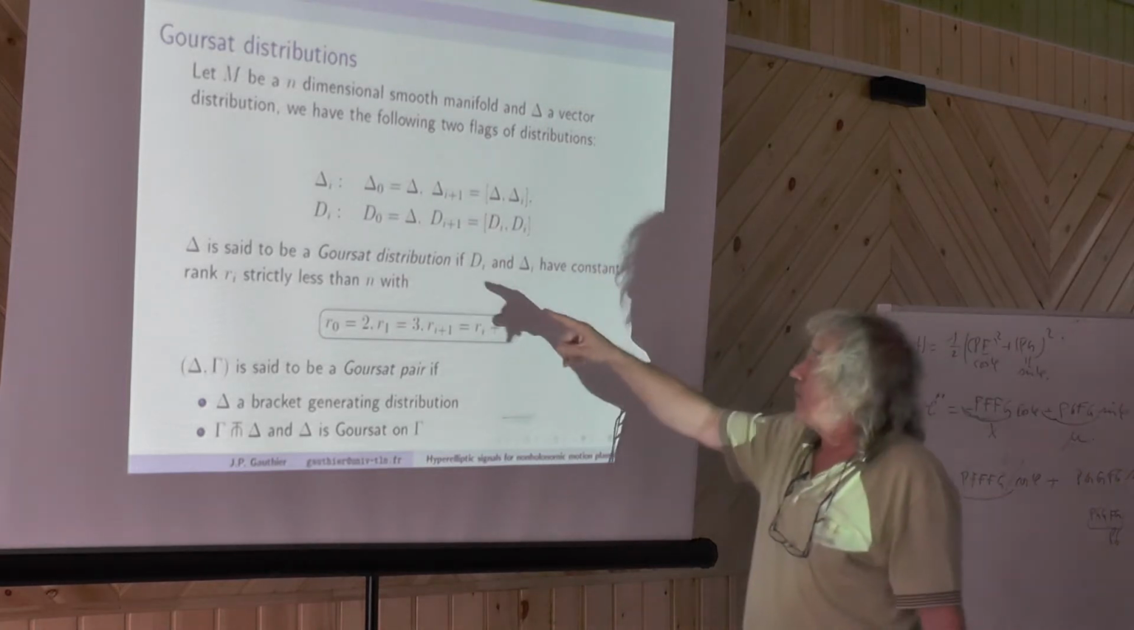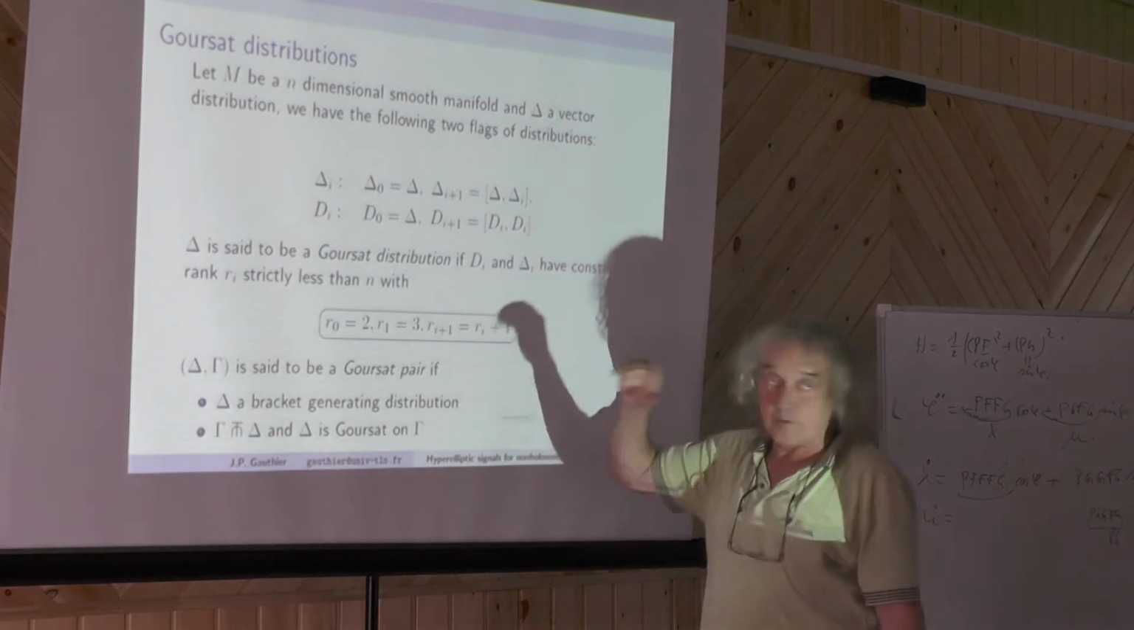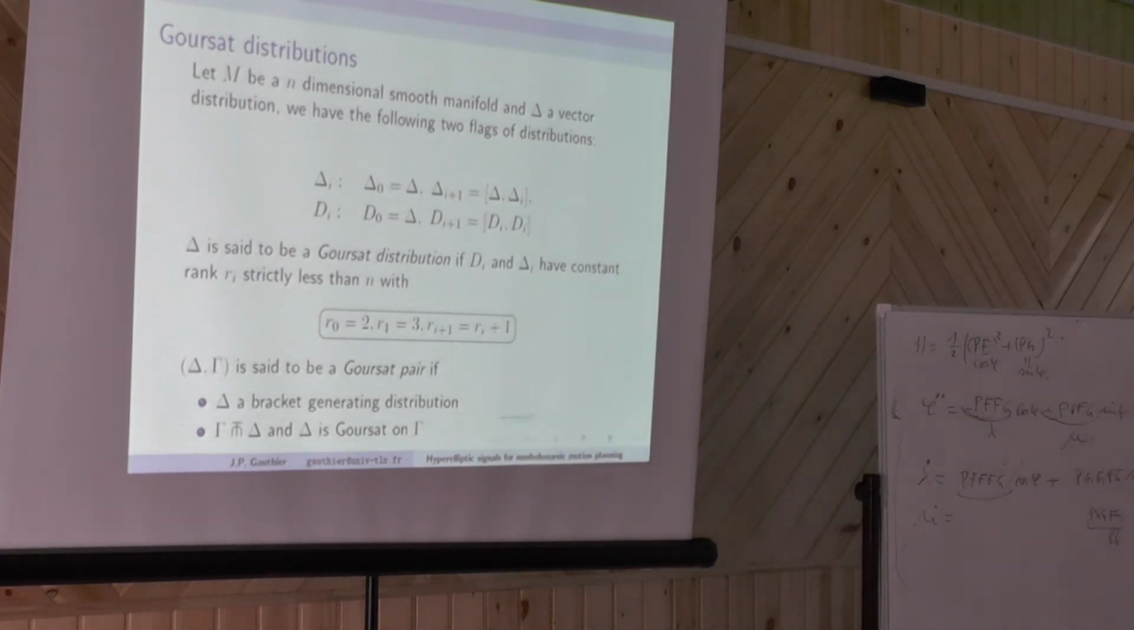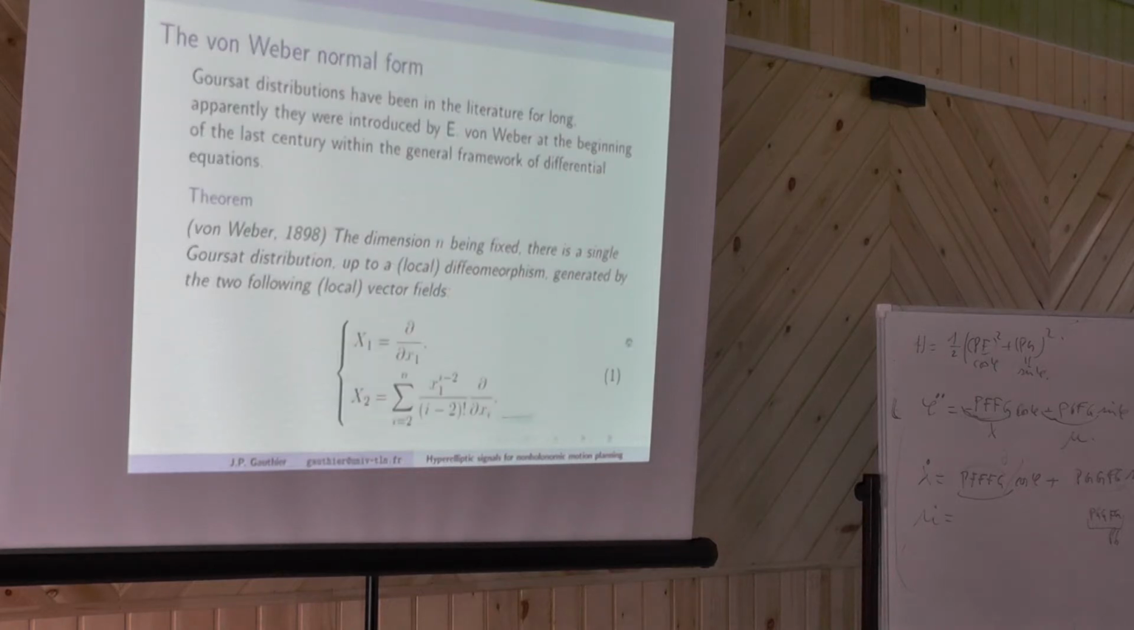If it is like that, you have these two flags attached to the distribution that are the same and that grow by step one at each step. So we have this property, and you have this theorem which claims that these von Weber coordinates are very, very interesting. This theorem is from 1898. And these coordinates are the von Weber coordinates.